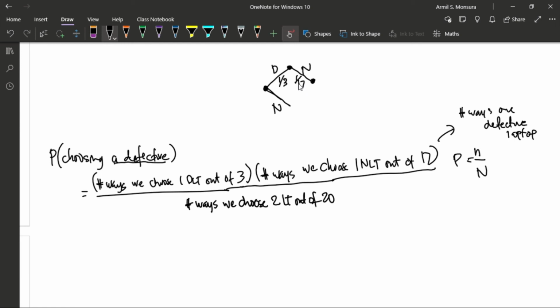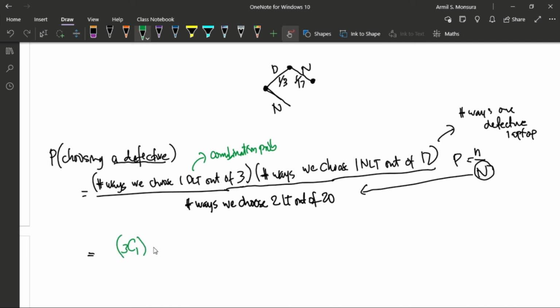And the large N or the big N for this, in this case, is the number of ways that we will be able to choose 2 laptops out of the 20. So, paano natin i-quantify yung number of ways we choose 1 defective laptop out of the 3? Since number of ways we choose, this is simply a combination problem. Which means the number of ways we choose 1 defective laptop out of 3 translates to 3C1.